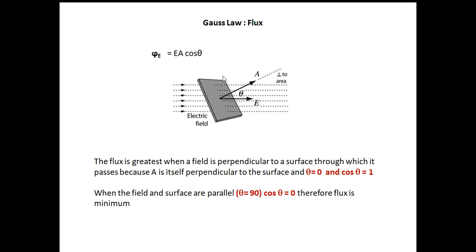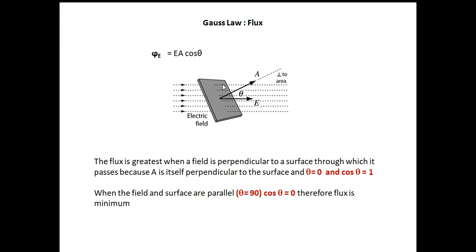So this slide will make it clearer. This is my electric field going this way, and there is a virtual surface here. This is my electric field direction and this is my area vector direction, and this is the angle between the two. This is my theta. So phi E is EA cos theta, where E is the magnitude of the electric field, A is the magnitude of the area vector, and cos theta is the cosine of the angle between the two.